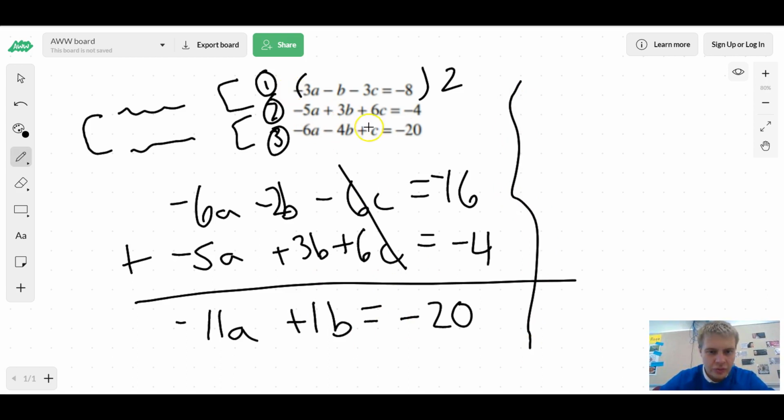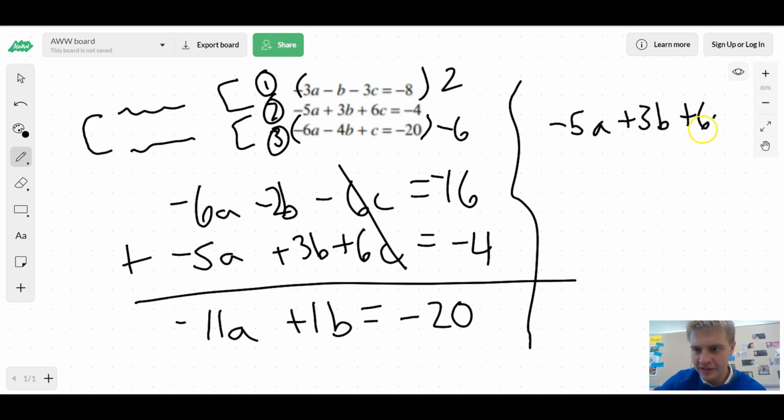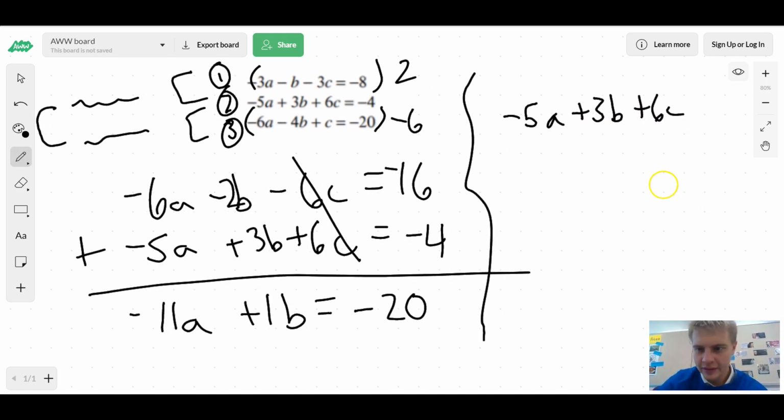So now we're going to use 2 and 3. And again, you want to cancel out the c's. So I'm going to have to multiply this bottom to cancel out the c's by negative 6. And I hope I don't make a mistake when I do this because this is going to take a little bit. So I'm going to have negative 5a plus 3b plus 6c equals negative 4. And then we'll have negative 36a, or positive 36a.